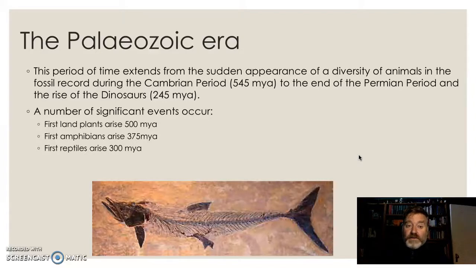First amphibians arise. So animals, because it's now plants on land, we're seeing a development of an ecosystem on land. And so the amphibians start to come out of the water and enter this land environment and find new niches. And we also see the first reptiles arising around now.